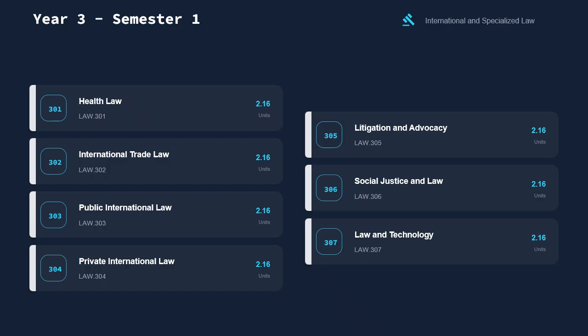Practical application: lawyers advise companies on rules of origin to maximize tariff benefits. They navigate regulatory harmonization within regions. Students compare WTO and regional obligations to identify conflicts. They also analyze the impact of regionalism on multilateral trade systems.